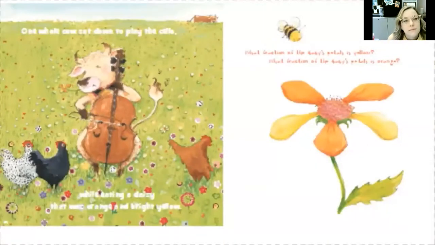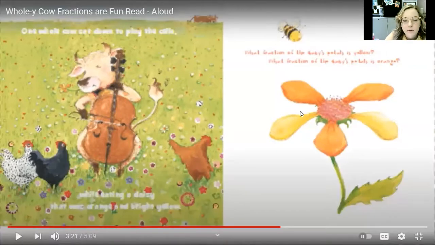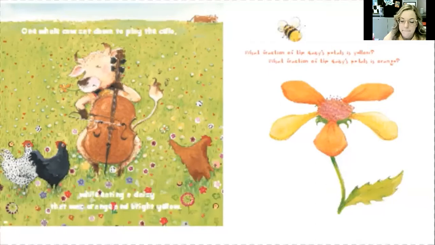One whole cow sat down to play the cello while eating a daisy that was orange and bright yellow. What fraction of the daisy petals is yellow? So it is kind of hard to see in this picture, but if we have 1, 2, 3, 4, 5 petals in total on this flower, if you notice yellow, I have 1, 2. 2 out of 5 petals are yellow. You can call that 2/5.